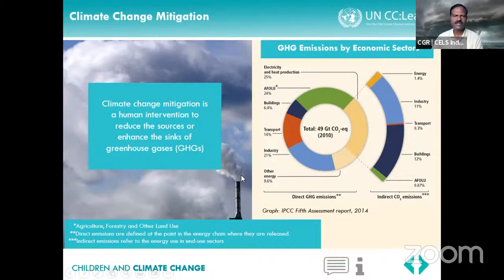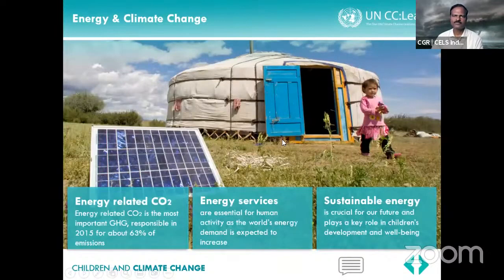systems are doing sequestration, but the rate of emission is so high, so sequestration is low. So that's why we have excess greenhouse gases and the consequences we are facing. Energy-related CO2 is the most important greenhouse gas, responsible in 2015 for about 60 to 63% of emissions.